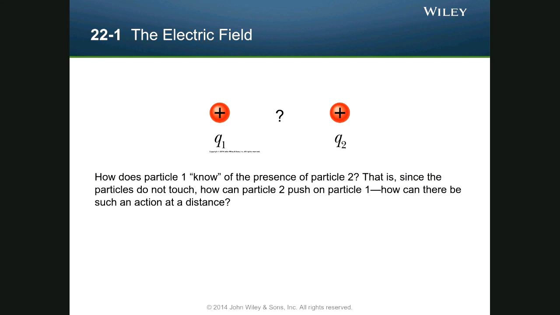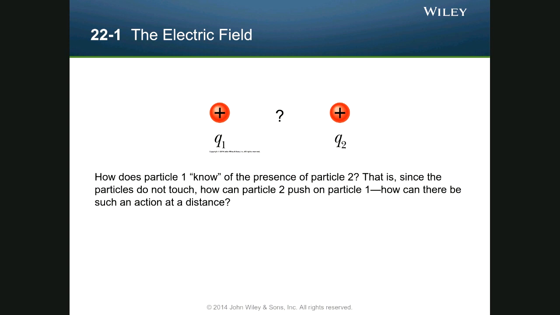So here's the question about the electric field, and this is probably a good way to frame this. How does particle 1 know of the presence of particle 2? That is, since the particles do not touch, how can particle 1 push on particle 2? How can there be such an action at a distance? Action at a distance used to be very scary because it created all sorts of problems of its own, this spooky action at a distance.